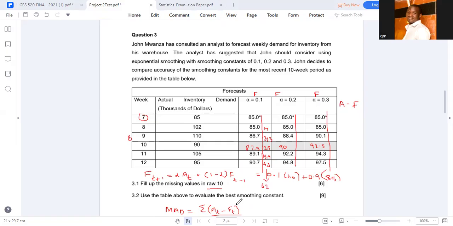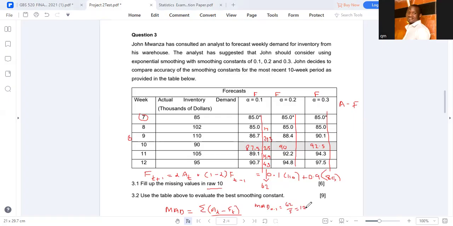So the mean absolute deviation at 0.01 is simply 62 over 5, which is 12.4. All right. Are we clear on that one?